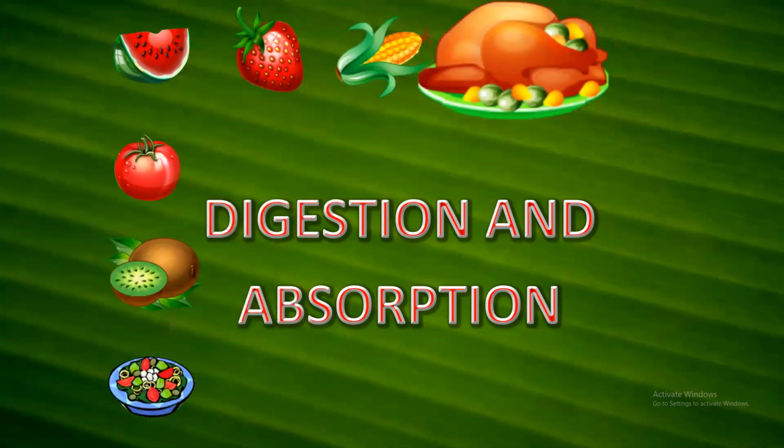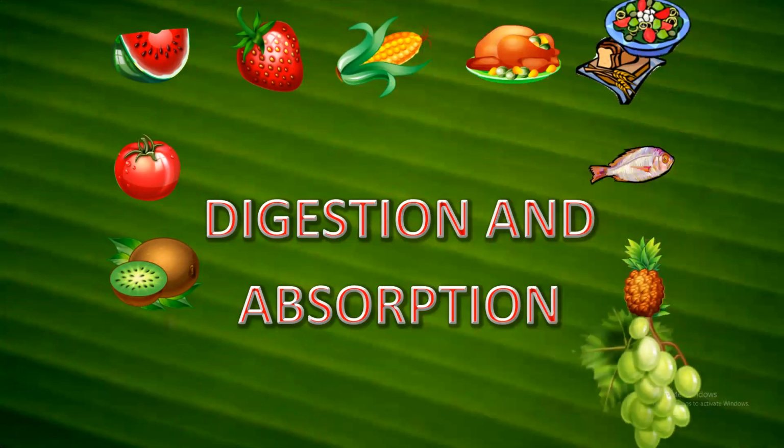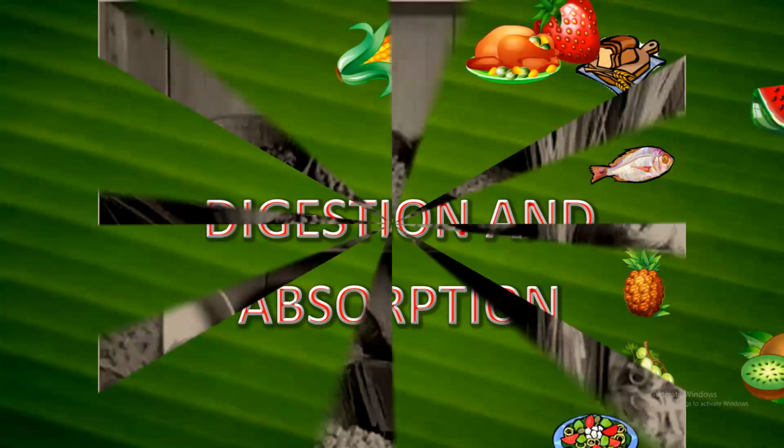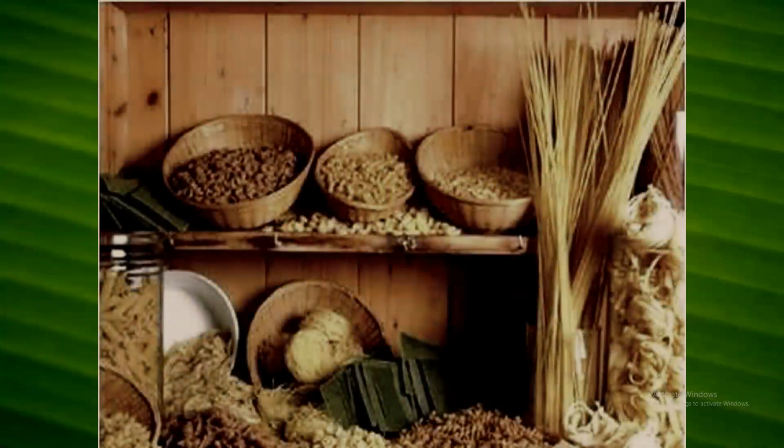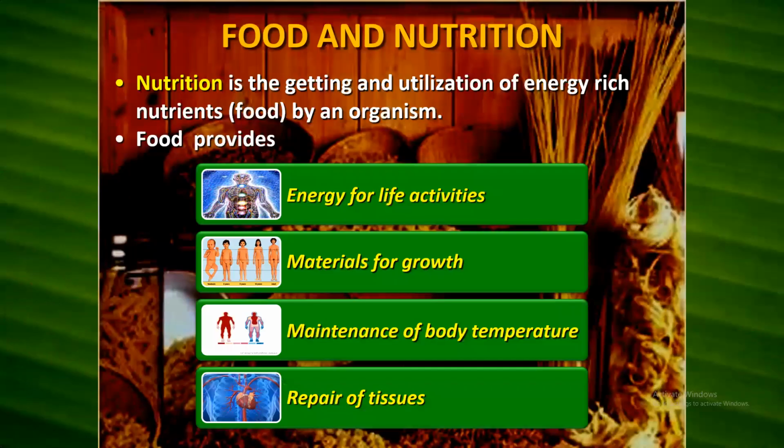First, try to understand the different types of food material we are consuming. What do you know about nutrition? That is all given here. Nutrition means getting and utilization of energy-rich nutrients, that means food, by an organism. What is called nutrition? Nutrition is the getting and utilization of energy-rich nutrients by an organism.